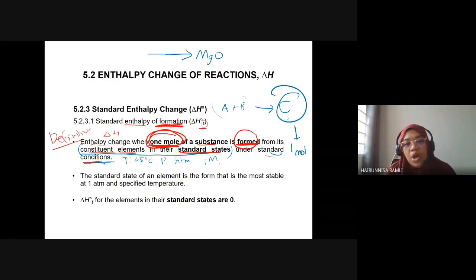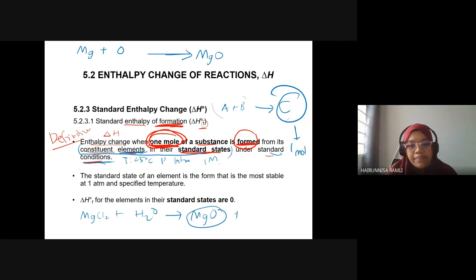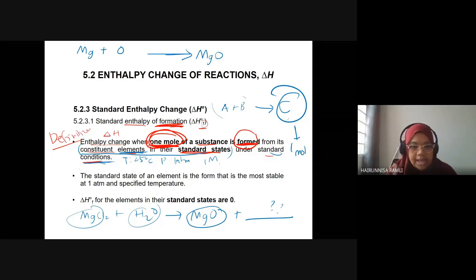To get the standard formation of MgO, basically it must form from its constituent elements, the elements inside it, in the standard state. Meaning that MgO must form from Mg and oxygen. It's different if you get MgO from, for example, a reaction between MgCl2 and water. You can also get MgO, but there will be something extra as well. So this is not standard enthalpy formation, because the condition is that it must be from the elements, and this one has an extra product.